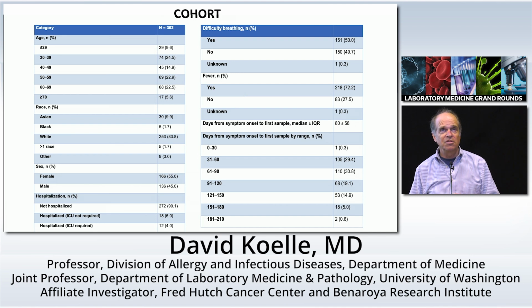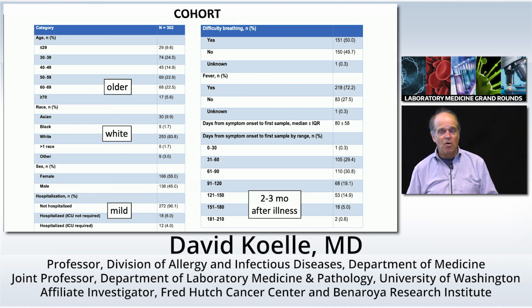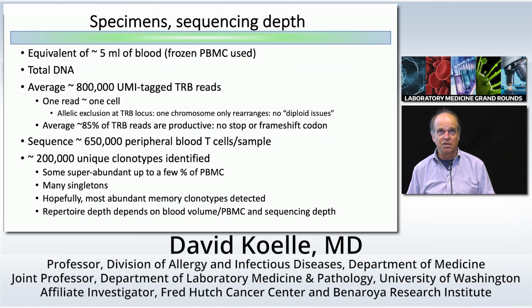So here's our cohort. It's 302 people. It was focused because these kind of volunteer type people tended to be older, white, with milder disease, and were captured an average of 2 to 3 months after their recovery from their COVID-19 illness. And the specimens were the equivalent of about 5 mils of blood. We used frozen PBMCs, but you can use fresh blood, because all you have to do is make total DNA, and you can do this on the robot. It's nothing special about that.